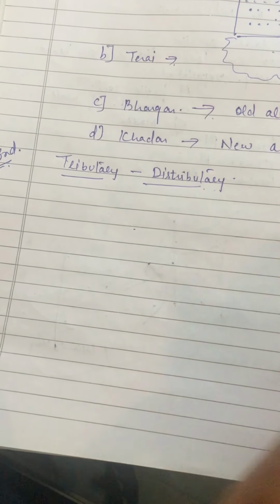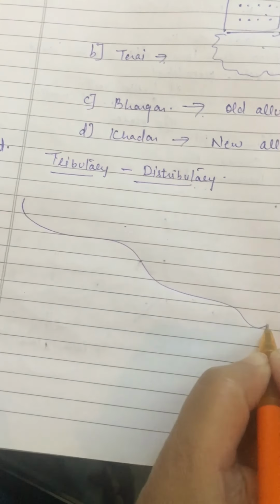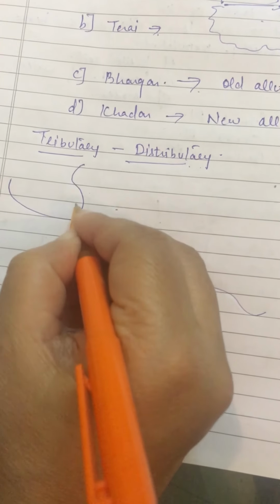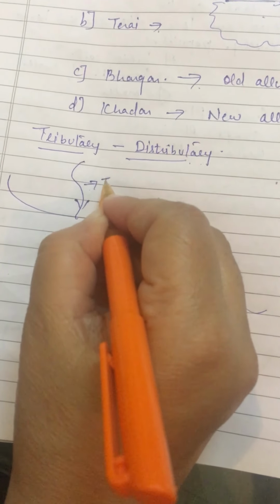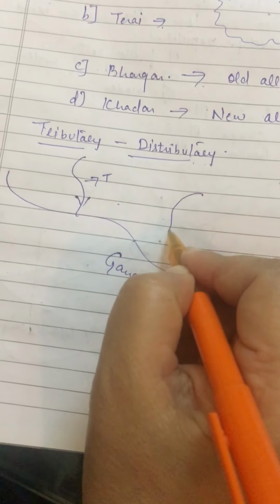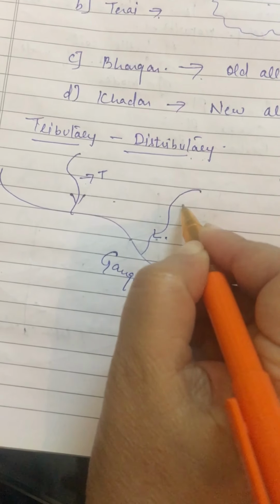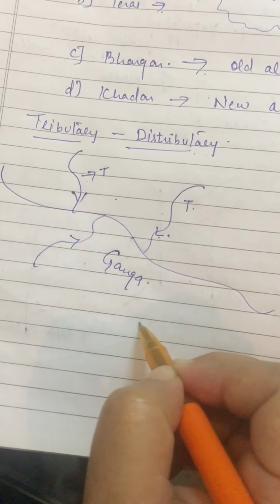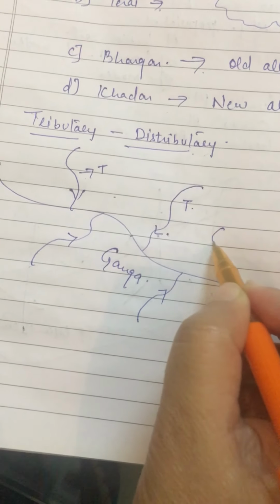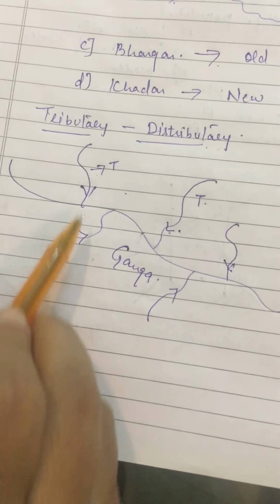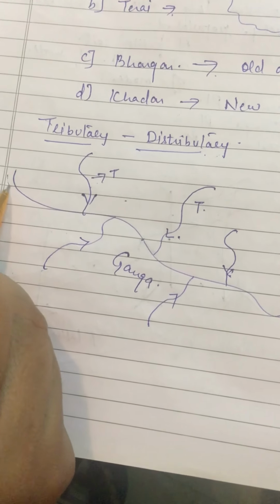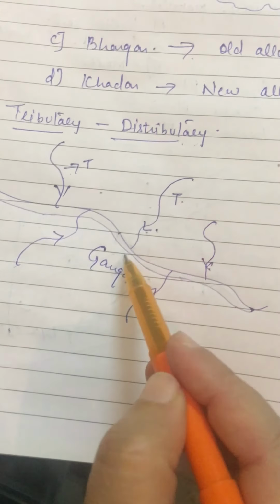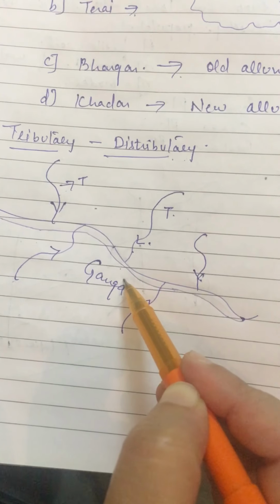Suppose this is the main river, Ganga. When a small river joins the main river, this is called the tributary. This is the small river, it joins the main river, this is called the tributary. When the small river joins the main river, the small river is called the tributary of the main river.